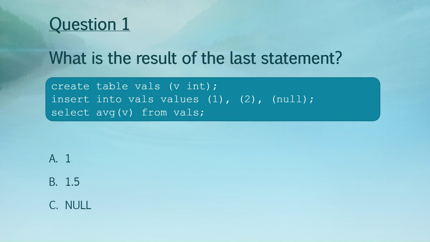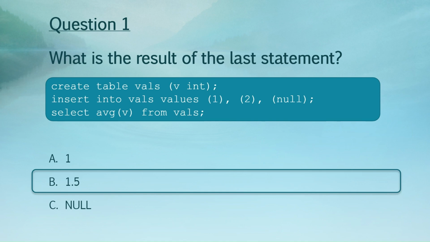Question one: what is the result of the last statement? Create table vals, insert into vals values 1, 2, and null, and then they call select average from this table. Okay, so basically this gives me the average between the values 1, 2, and null. You can stop the video here and come back later. I will go ahead with the answer.